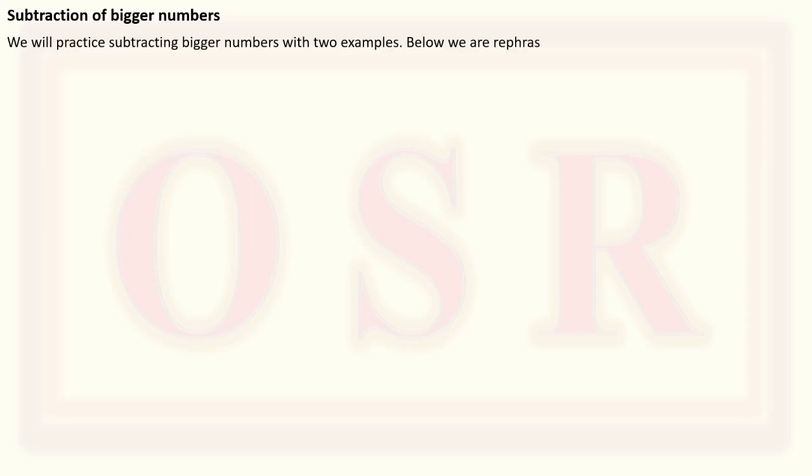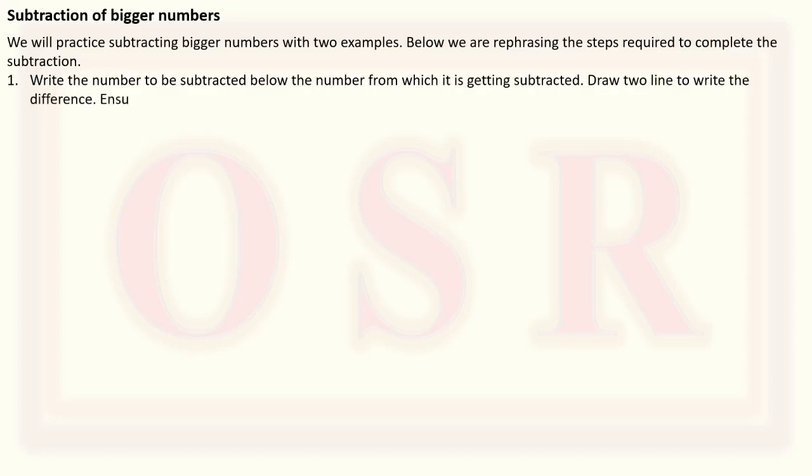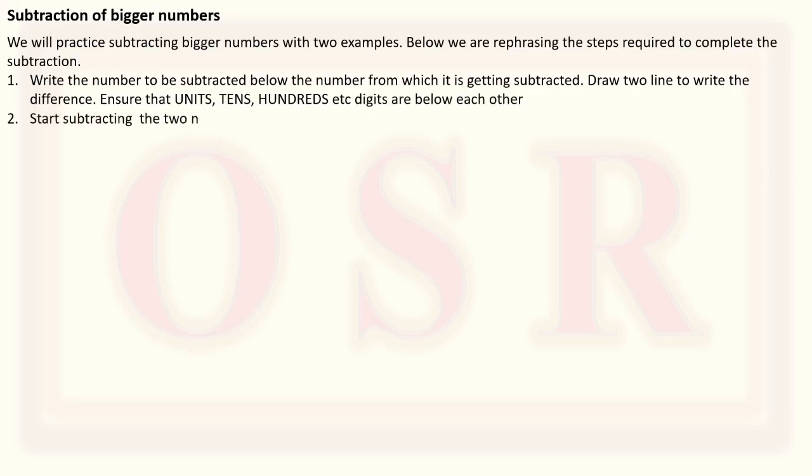Subtraction of bigger numbers. We will practice subtracting bigger numbers with two examples. Below, we are rephrasing the steps required to complete the subtraction. First, write the number to be subtracted below the number from which it is getting subtracted. Draw two lines to write the difference. Ensure that units, tens, hundreds, etc. digits are below each other. Now start subtracting the two numbers from the right side and proceed to the next numbers on the immediate left.